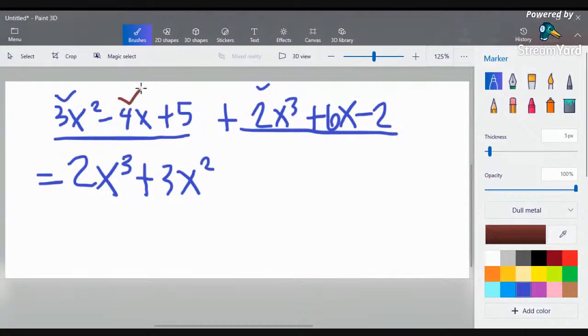So we only have negative 4x plus 6x. Okay, so negative 4x plus 6x will become positive 2x, and 5 minus 2 is equal to 3. That will be the answer for number 1 example.